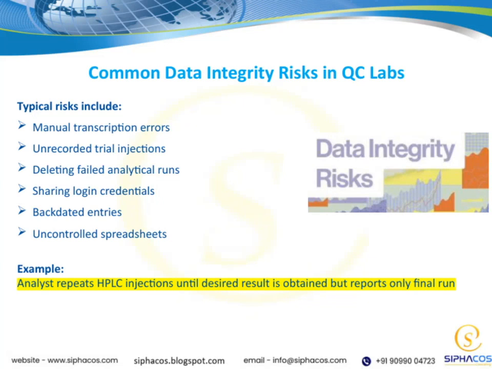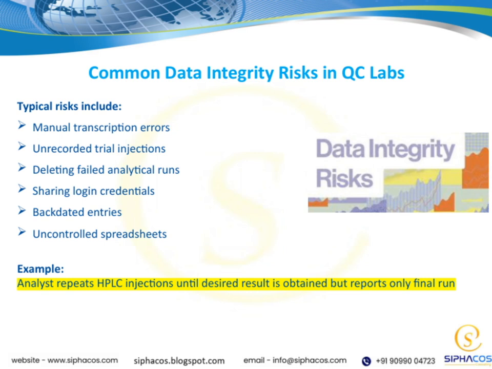Let's take a closer look at some of the common data integrity risks we face in QC labs. One major issue is manual transcription errors, which happen when data is written down or entered by hand and mistakes are introduced. Then there's the risk of unrecorded trial injections, meaning some experiments or results might not be documented at all, leading to gaps in our data trail.